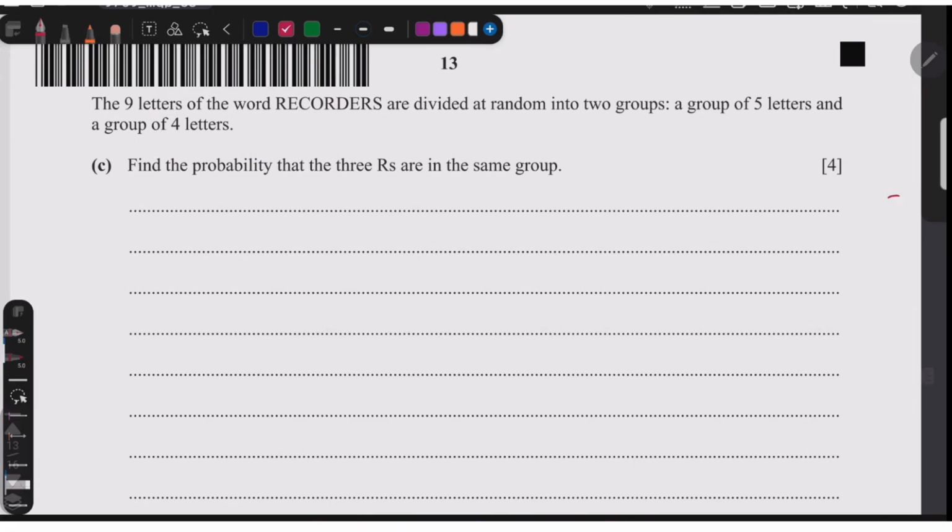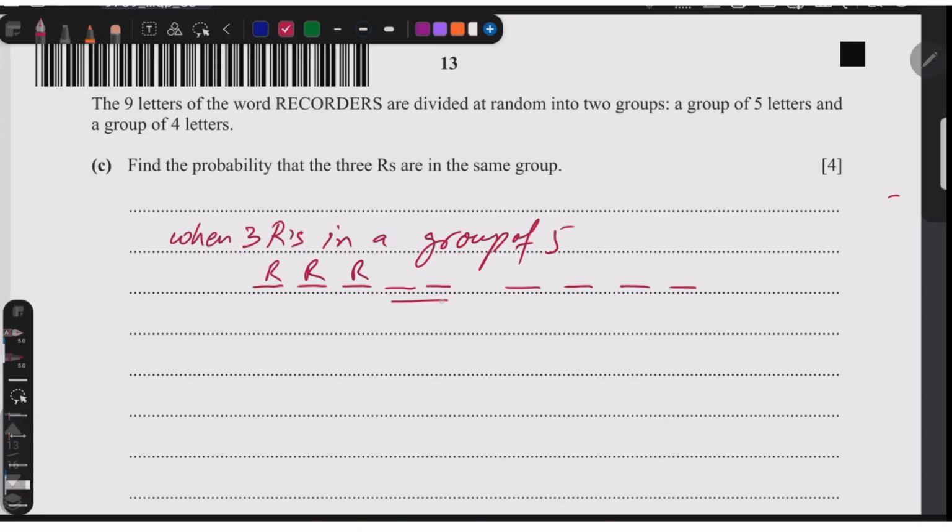Last part: 9 letters of the word recorders are divided into two groups, a group of 5 letters and a group of 4 letters. Find the probability that 3 R's are in the same group. Okay, let's say when 3 R's are in the group of 5, it means 1, 2, 3, 4, 5 is one group and 1, 2, 3, 4 is the other group. When we have 3 R's, these are the confirmed positions occupied by R, and we are left with these 2 empty slots and then 4 empty slots.